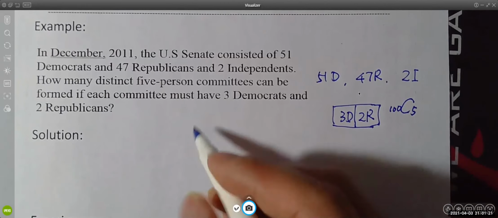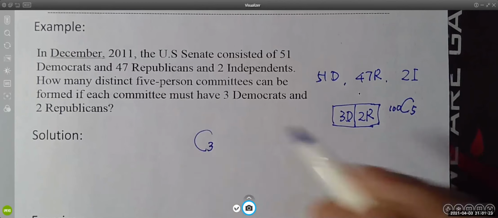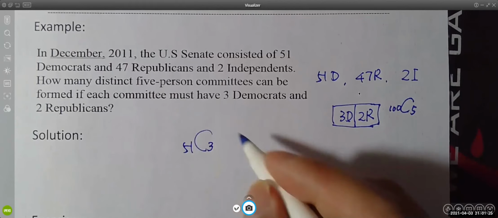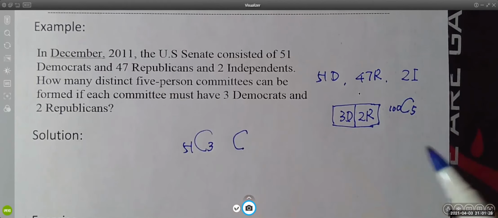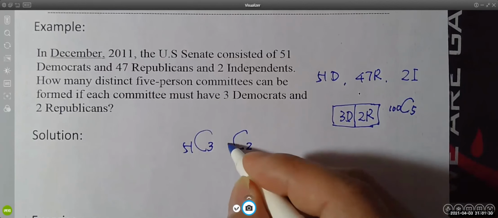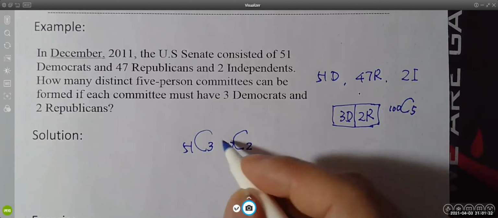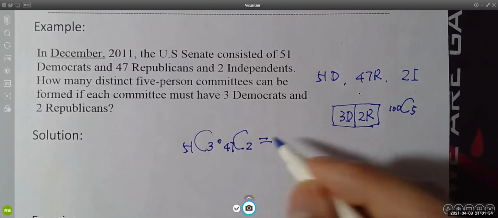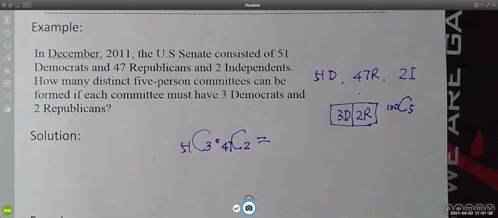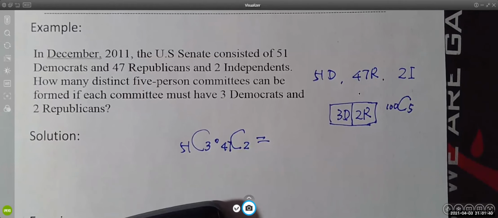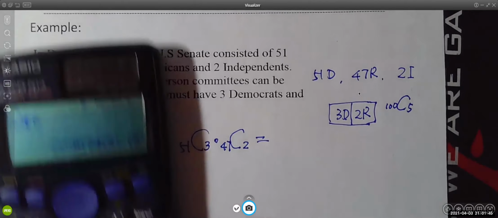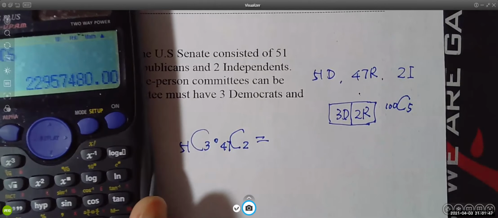So let's do that. We select 3 Democrats out of 51 Democrats, and then we select 2 Republicans out of 47 Republicans. Then we multiply them together. That's how many different 5-person committees are possible. So let's do that. Select 3 out of 51.